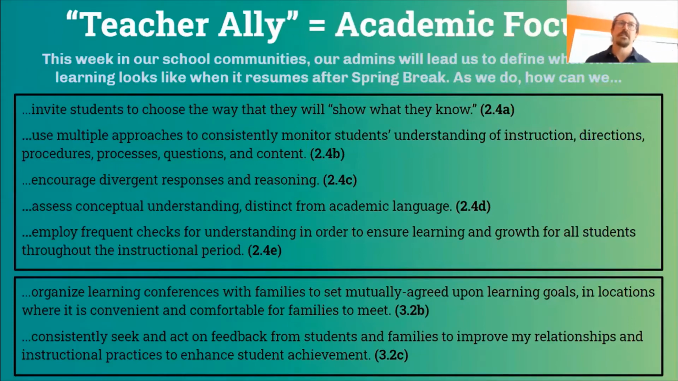And so that really invites us to consider characteristic 2, and particularly characteristic 2.4. Characteristic 2.4 asks us to think about the variety of ways that we assess learning. And so think about after spring break, as we are introducing new material, how is it that we'll invite students to choose the way that they show what they know, use multiple approaches to assess learning, encourage divergent responses, make sure that we're keeping an eye on conceptual understanding rather than the language that they're using, the specific academic language. And of course, how is it that we're checking in frequently to confirm learning and growth for all students?